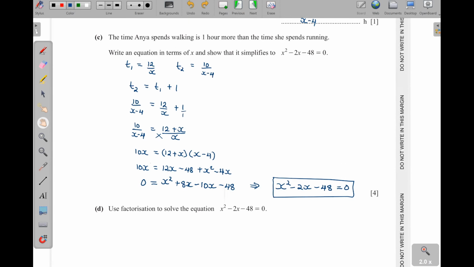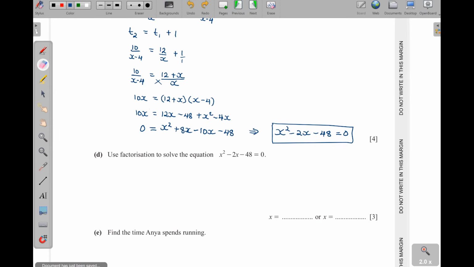Then next, D, use factorization to solve this equation. Remember, this is a quadratic equation. So we can use factorization, the formula, or completing the square, but now we are sticking to factorization. If you use any other method apart from factorization, you are going to be marked wrong because you are not following what? Instructions. Now, we need to get the sum.